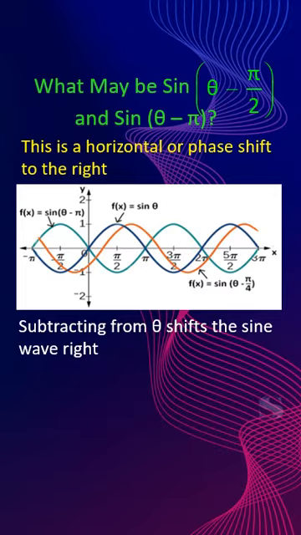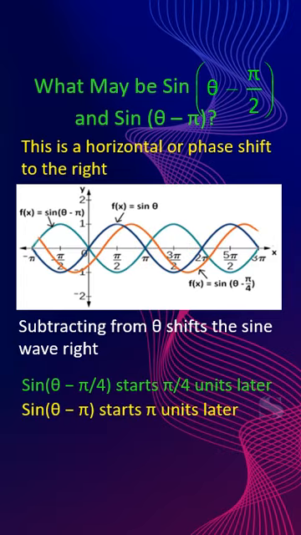What's actually changing is the starting point of the wave. So when we subtract an angle, say pi by 4 or pi from theta, we're shifting the entire sine wave to the right by that amount. This creates a delay in the wave's start. For example, sine theta minus pi by 4 starts pi by 4 units later than the regular sine wave. Sine theta minus pi starts a full pi unit later.